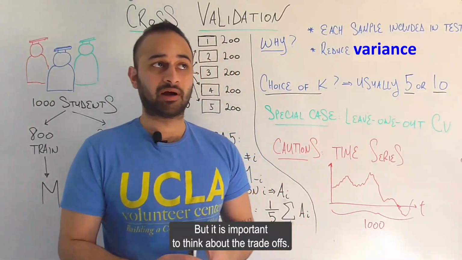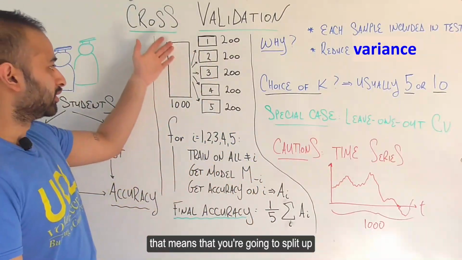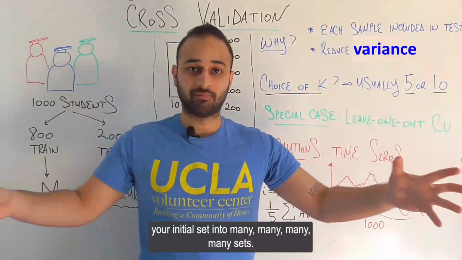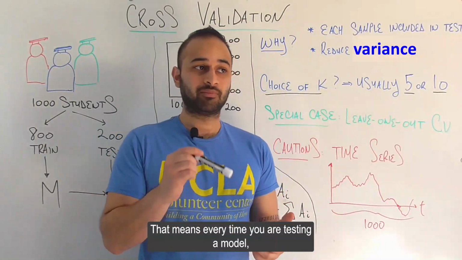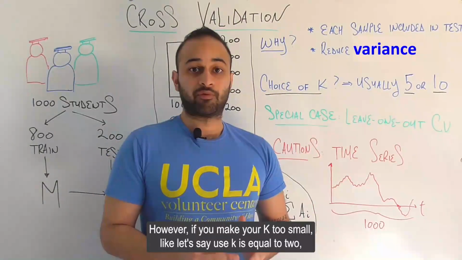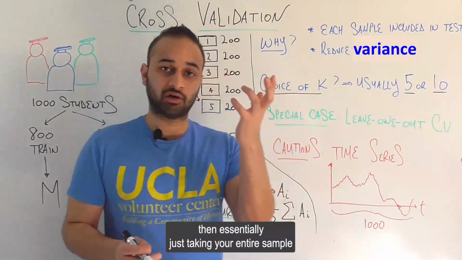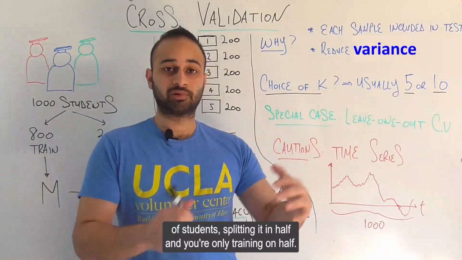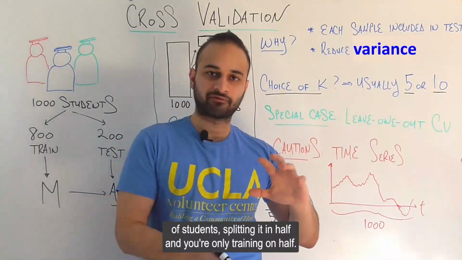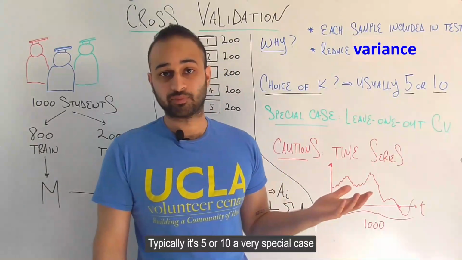But it is important to think about the trade-offs. If you make k way too big, that means that you're going to split up your initial set into many sets. That means every time you are testing a model, you're only testing it on a little bit of samples. However, if you make your k too small, like let's say k is equal to 2, then essentially you're just taking your entire sample of students, splitting it in half, and you're only training on half. So that might or might not be appropriate. So just think about your choice of k. Again, typically it's 5 or 10.